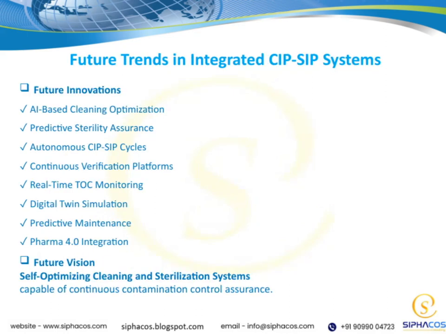Looking ahead, integrated CIP-SIP systems are set to become smarter and more autonomous. We're talking about AI-driven cleaning optimization, where systems learn and adapt in real time. Predictive sterility assurance will help us catch issues before they arise. Autonomous cycles will reduce human intervention, while continuous verification and real-time monitoring keep quality front and center. Digital twins will let us simulate and perfect processes virtually. All this ties into Pharma 4, moving us towards self-optimizing systems that ensure contamination control around the clock.